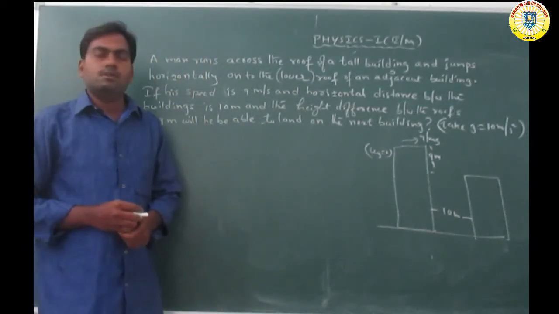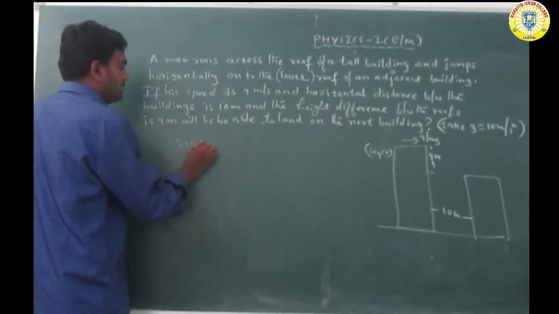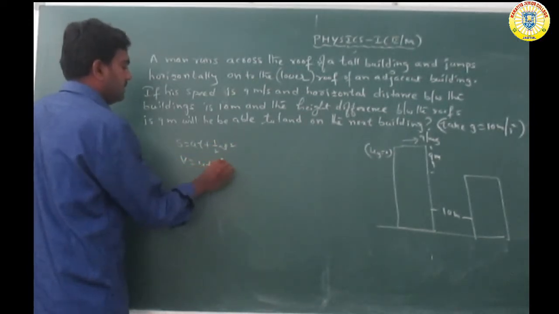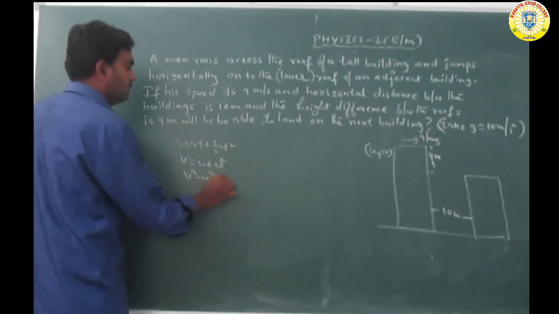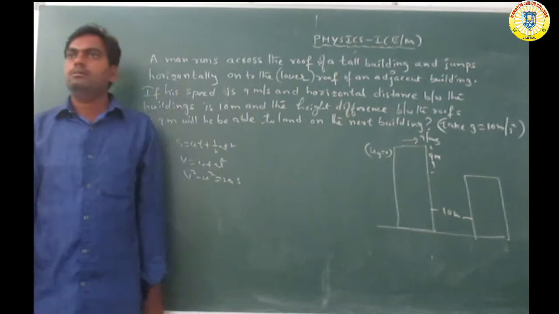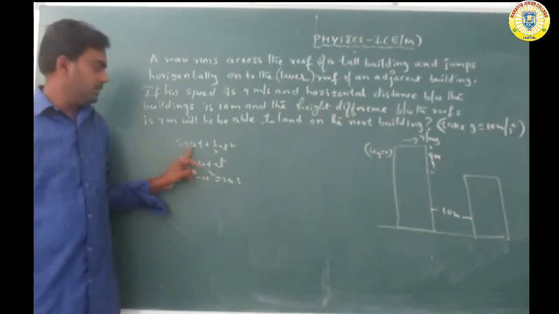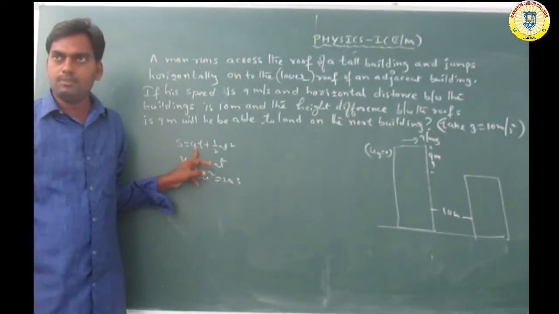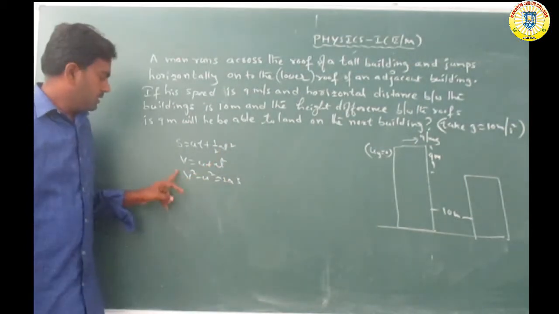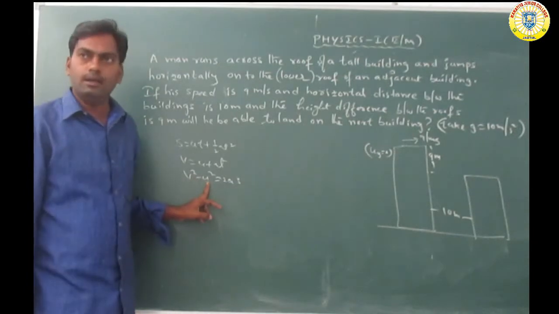Now first of all, we take s is equal to ut plus half a t square, v is equal to u plus at, and v square minus u square is equal to 2as. Okay, so these are the kinematic equations. Here s is the displacement, u is the initial velocity, t is time, a is acceleration, and v is the final velocity.